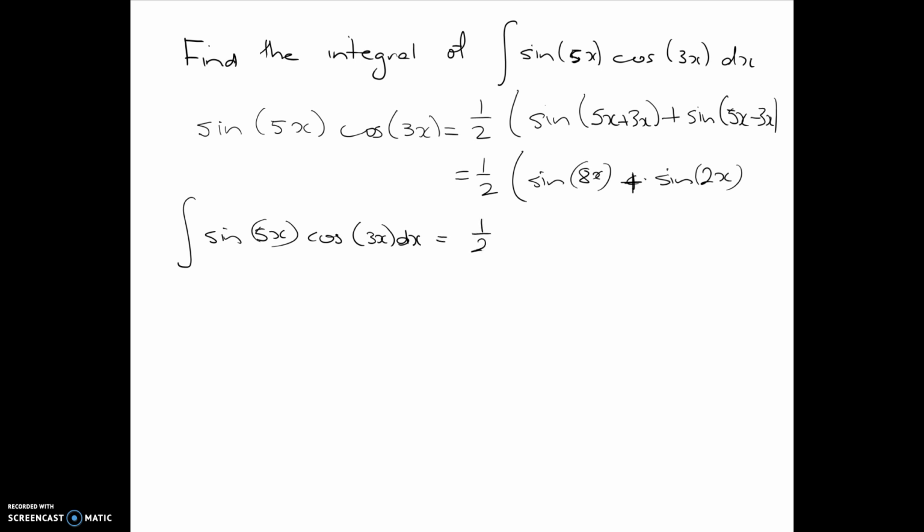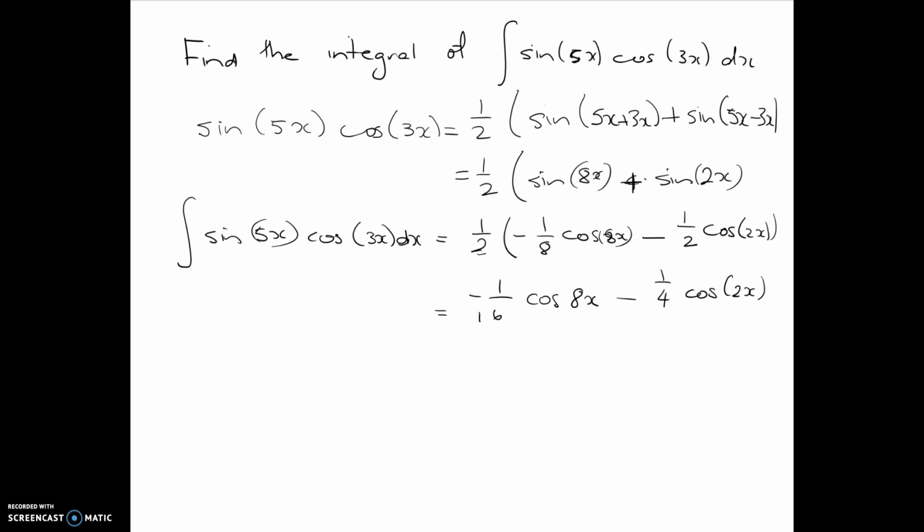Okay, so the integral of half, well, we'll leave the half outside. The integral of sine 8x is going to be negative 1 over 8 cos 8x, and the integral of sine 2x would be minus 1 over 2 cos 2x. And then we're virtually done. Simplify a little: negative 1 over 16 cos 8x minus 1 over 4 cos 2x plus c.